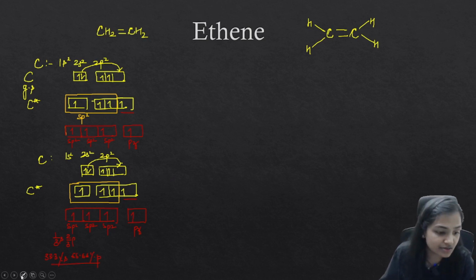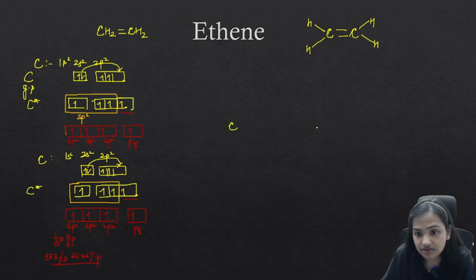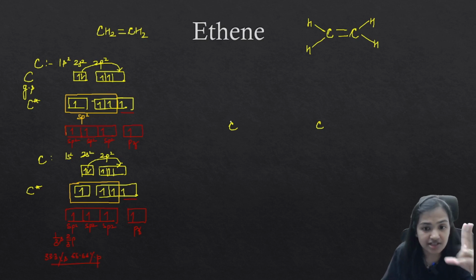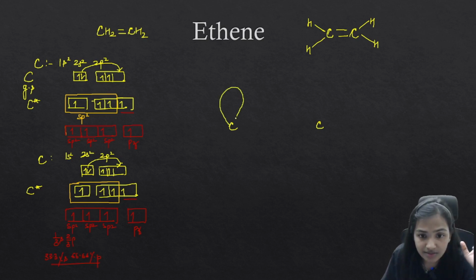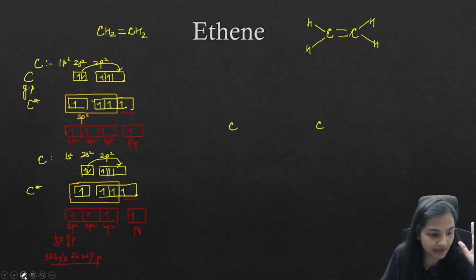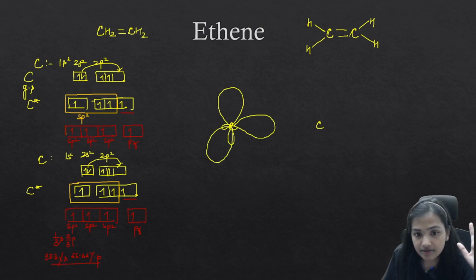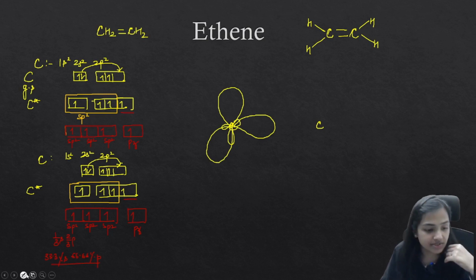Now let us start drawing the structure. When I have to draw the structure, there are 2 carbons. We do have 3 sp2 orbitals, meaning only 3 sp2 orbitals. So hybrid orbitals look something like this. Just a minute, let me draw it again. Hybrid orbitals look something like this. One lobe would be there, another lobe would be there, and another lobe would be there. So these are the 3 lobes that I will be having.